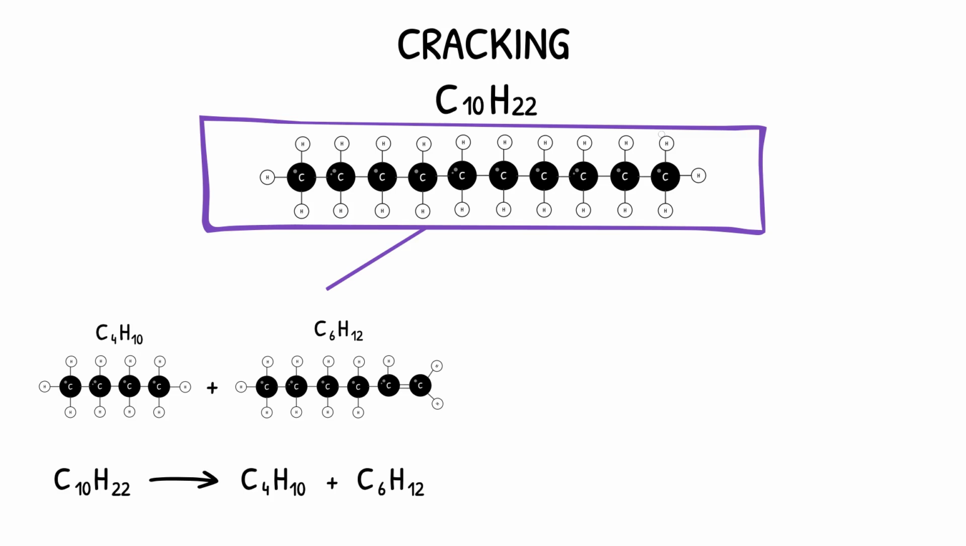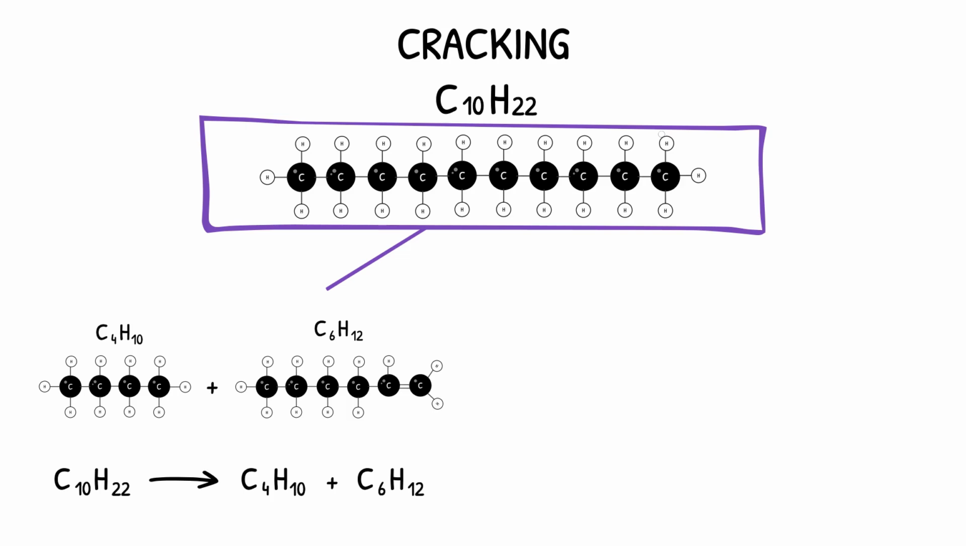Note that the law of conservation of mass applies to these reactions too. At the start of the reaction, we had 10 carbon atoms and 22 hydrogen atoms. At the end of the reaction, we still have 10 carbon atoms and 22 hydrogen atoms. No matter has been lost or gained.